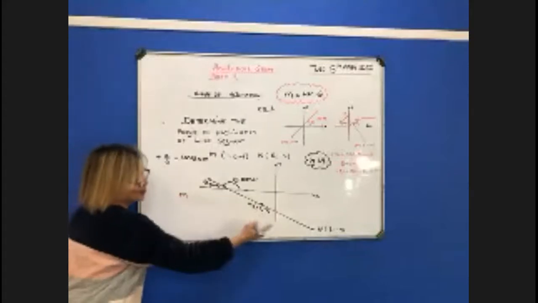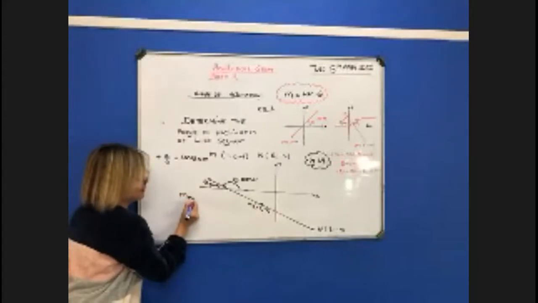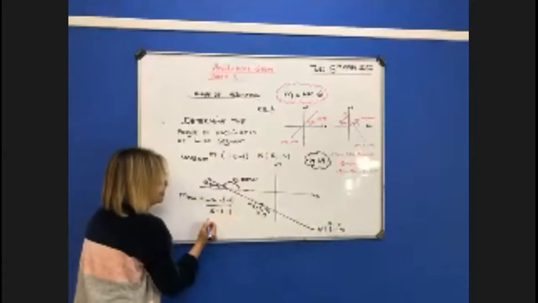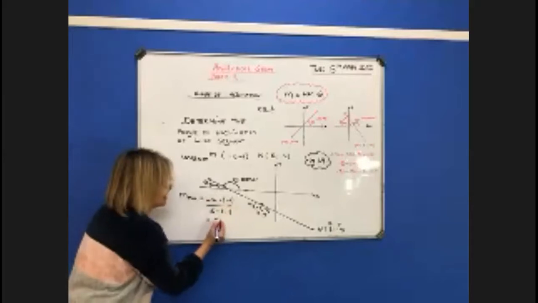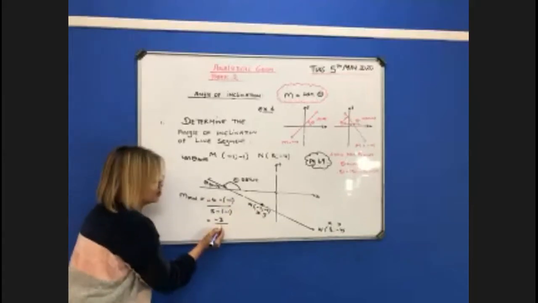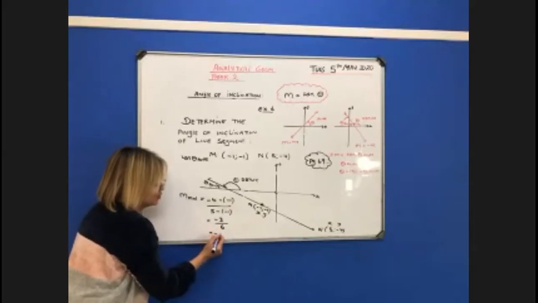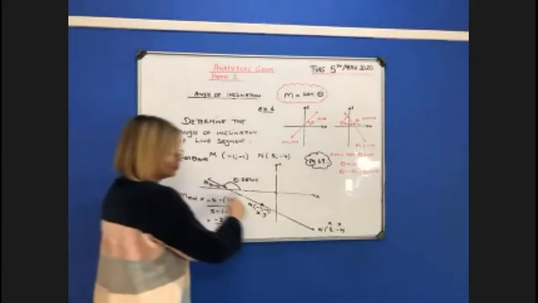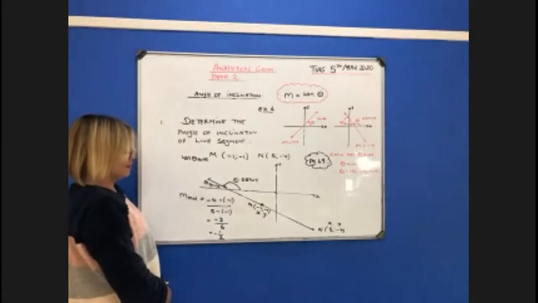Again, the gradient of MN is going to change. Still going to be negative though. So gradient is y minus y over x minus x. So we're going to get minus 4 plus 1, which is minus 3, over 5 plus 1, which is 6, which simplifies to negative a half. Thank you, Angel. That gradient is negative a half.